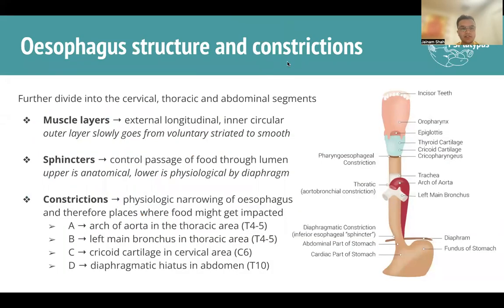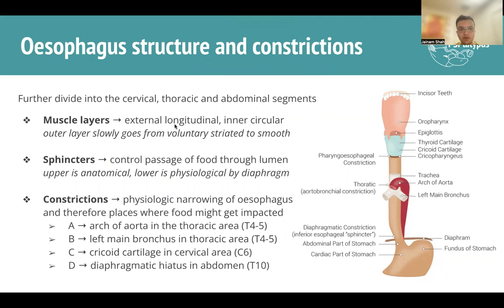So let's start with the esophagus. I'm purposely skipping the mouth because that comes under head and neck next semester. So we're going to start straight away with the esophagus. It can be divided into three main regions for imaging purposes: cervical, thoracic, and abdominal. In terms of muscle layers, which we'll go over more in histology, it consists of an external longitudinal layer of muscle and then an inner circular layer.